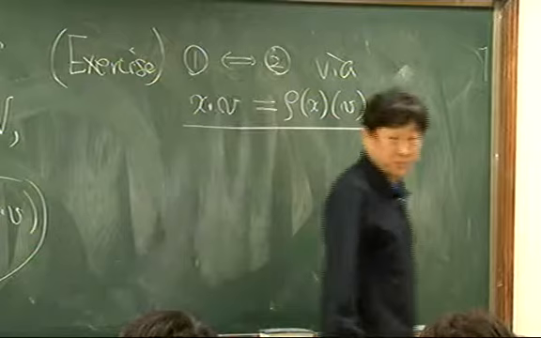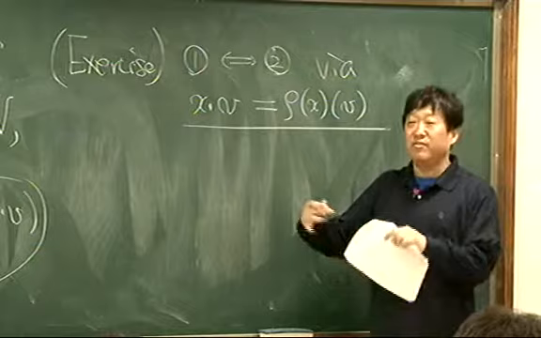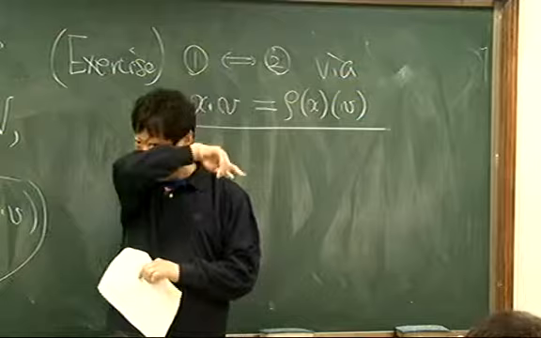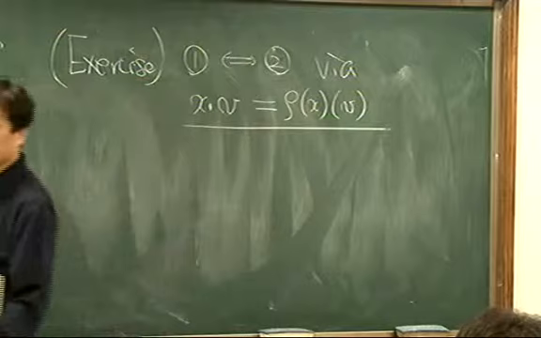So in many cases, we often say that V is a representation of L. When we say that rho is a representation, then we have an L-module, and vice versa.